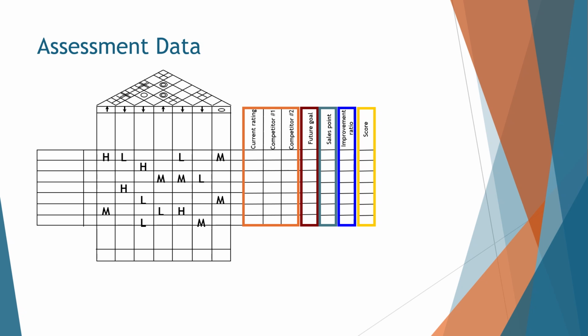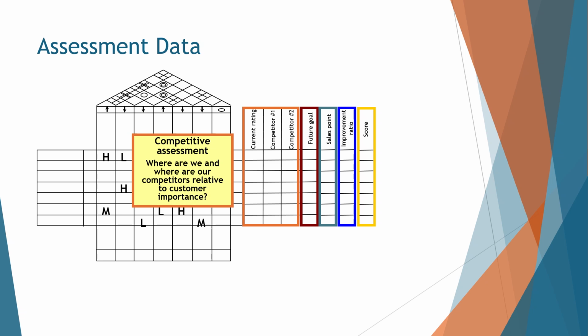Assessment data. Current ratings, competitor number 1, competitor number 2, a future goal, sales point, improvement ratio, and the score. So now we're having this other little diagram next to the main house. That's for the assessment data, and you can compare it with your competitors.